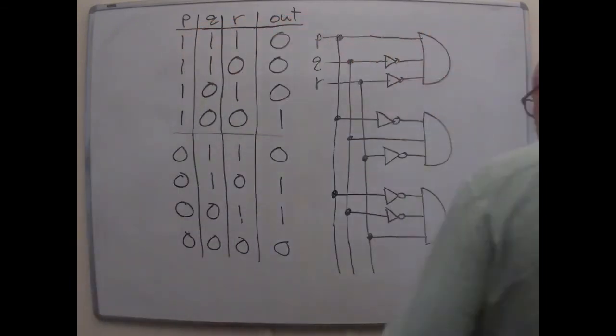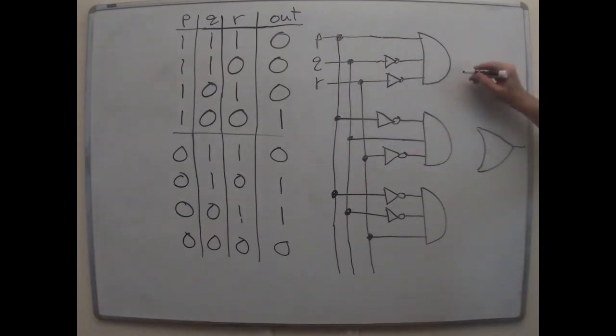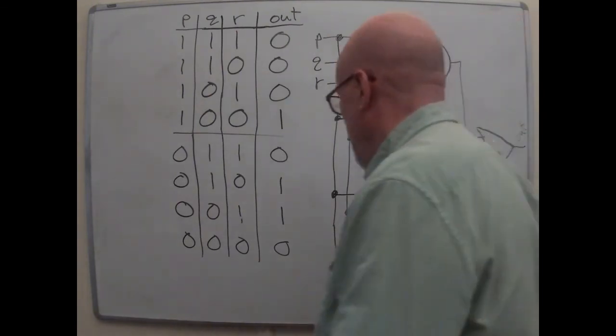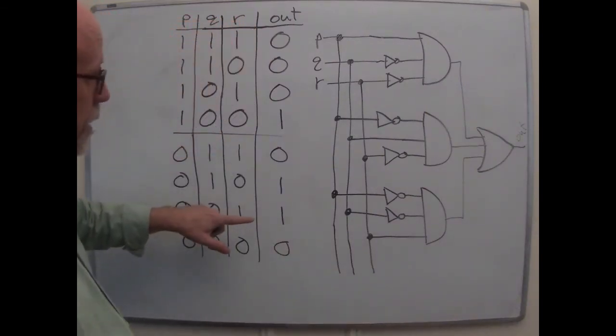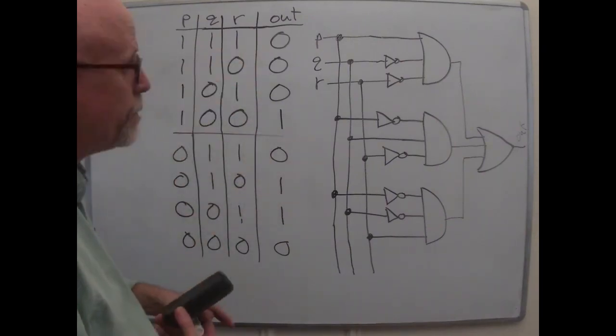And then finally, we take those three recognizers and feed them all into an OR gate. And like with AND gates, if you want, you can make a big version where it has multiple inputs. So something like that. Our output would be on that line, and it's going to come on exactly when one of these recognizers fires, and then it's going to be 0 in every other position.